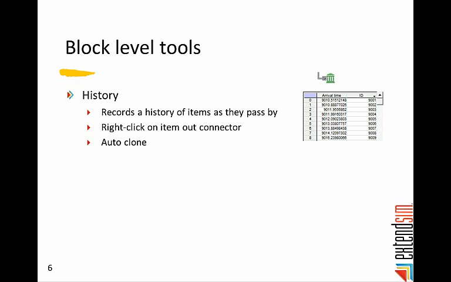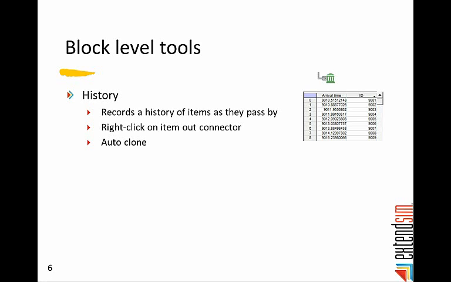An easy way to add a history block, because it's used so often, we've made it very easy to add the block to the model: you can right-click on an item output connector and automatically add the history block. It creates it in a viewing mode, like the view we've got here, so that it doesn't interfere with the items as they go by.